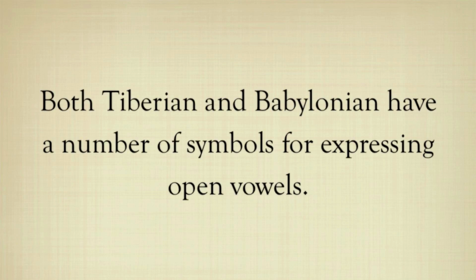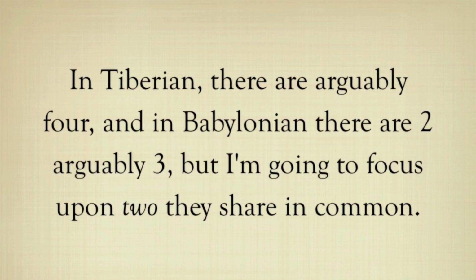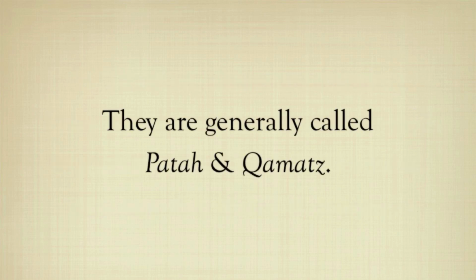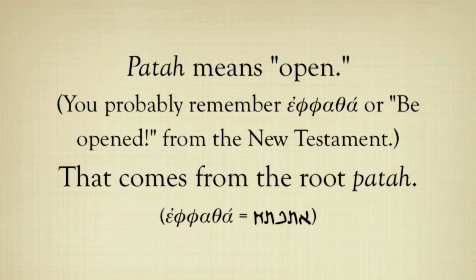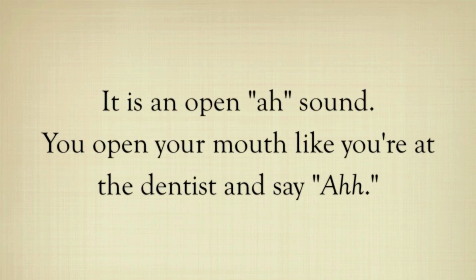Both Tiberian and Babylonian have a number of symbols for expressing open vowels. In Tiberian, there are arguably 4, and in Babylonian there are 2, arguably 3. But I'm going to focus upon 2 that they share in common. These are generally called Pethach and Kamatz. Pethach means open. You probably remember Ephatha, or be open from the New Testament. That comes from the root Pethach. It is an open sound. You open your mouth like you're at the dentist and you say, ah.